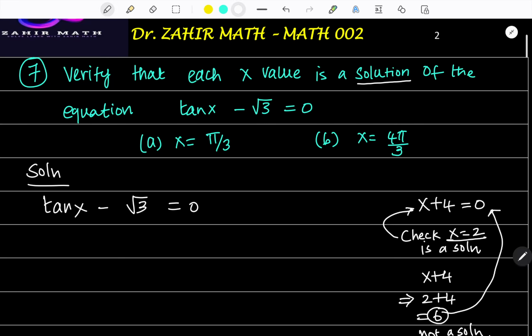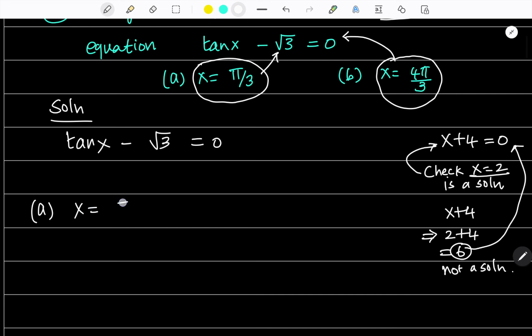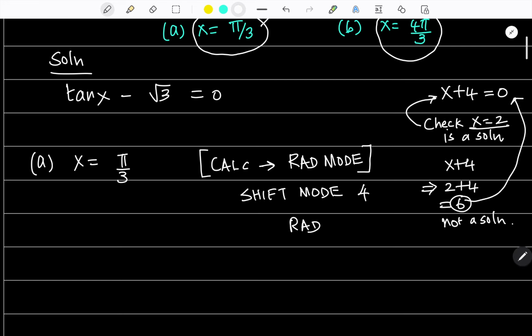In the same manner, they are asking you to check x equals pi by 3 is a solution for this equation, and to check x equals 4 pi by 3 is a solution for this equation. So two questions are there. First, we are going to check x equals pi by 3. Take your calculator. Please keep in mind, your calculator should be in radian mode, must be in radian mode because you are using pi. How do you get radian mode? Press shift mode, and then the number 4. Then you will get radian.